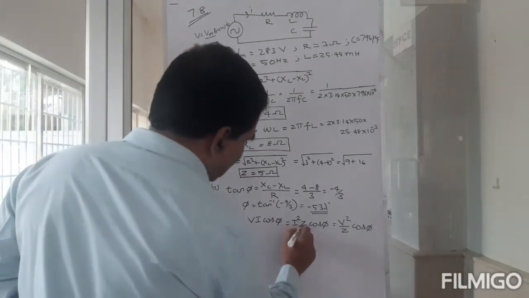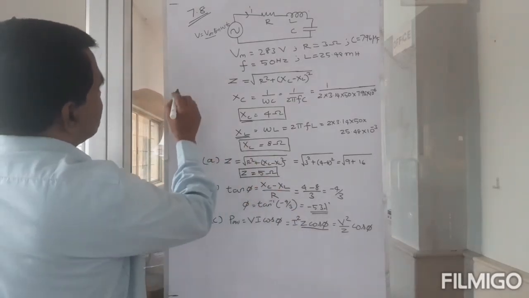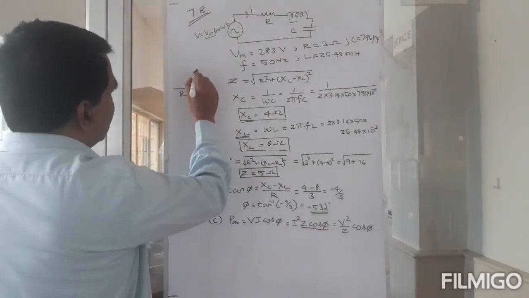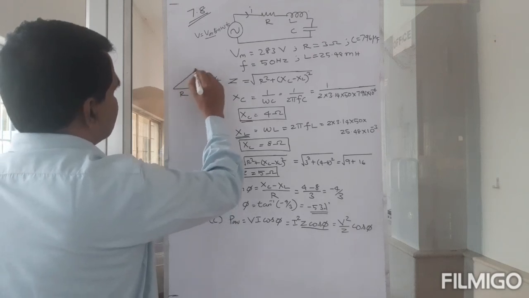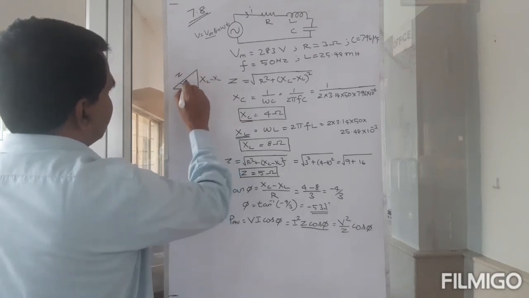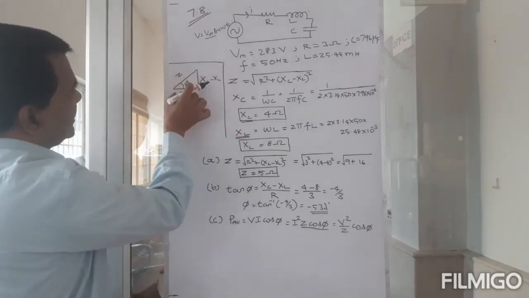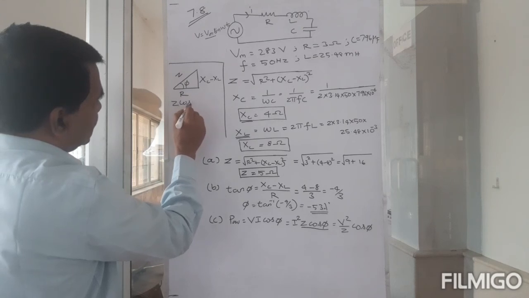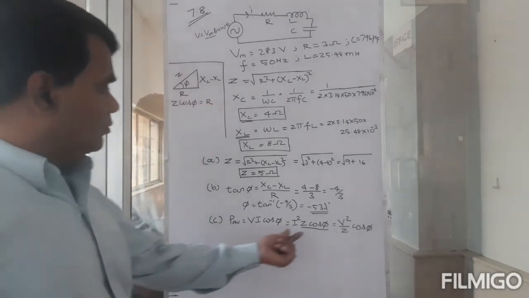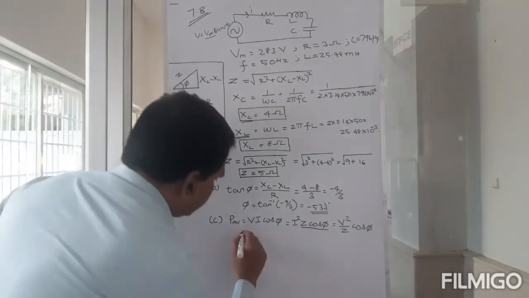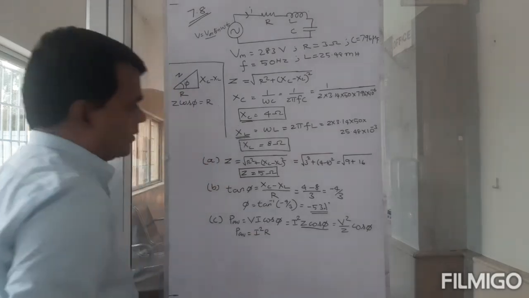What is this Z cos phi? I want you to pay attention to that. How did we do this? So this was my R, and this was my XC minus XL, and this was my Z, and this was the phi. Okay, so Z cos phi is actually R. Z cos phi is actually R. So instead of this, I can just put P average is equal to I squared R.